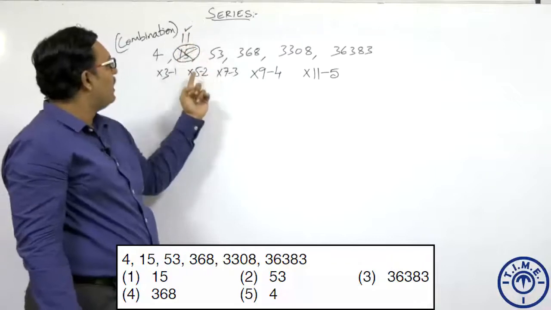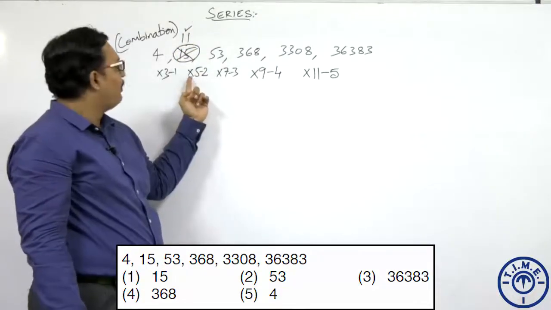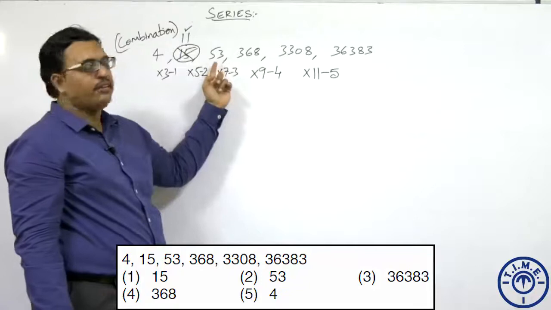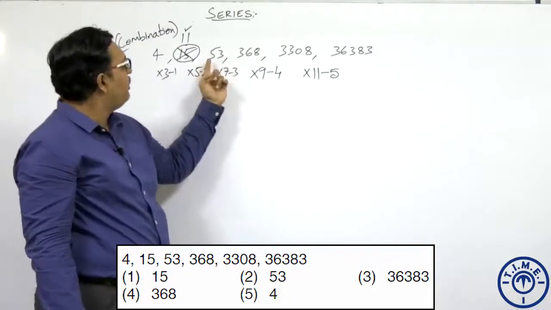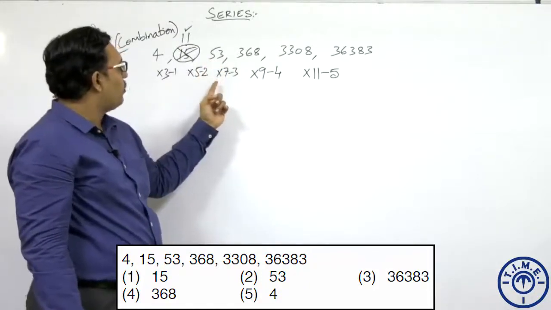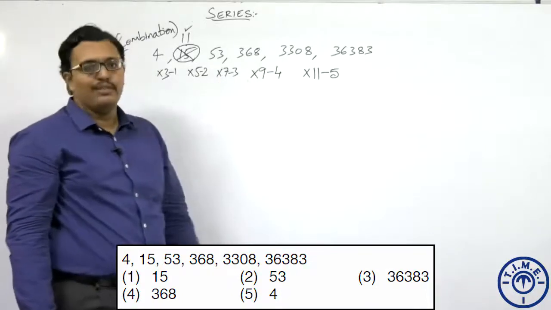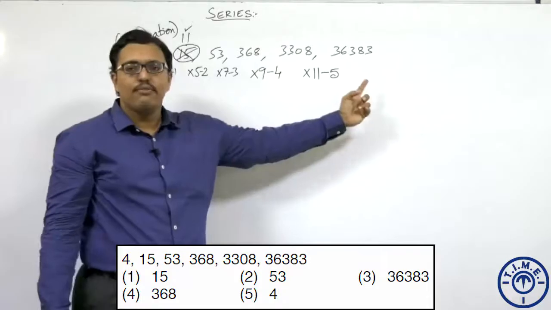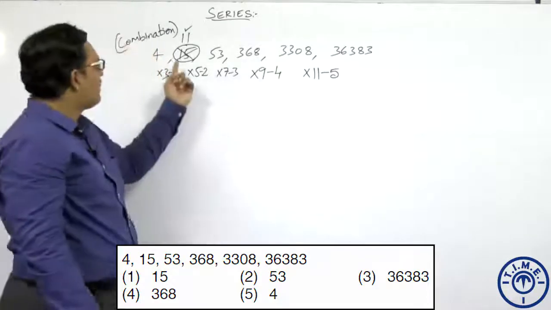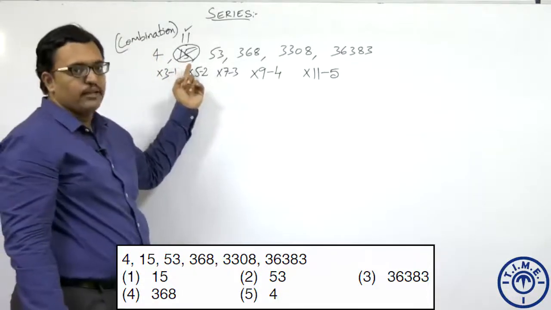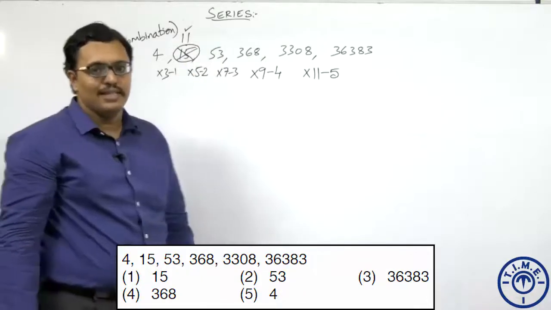Now similarly, 11 into 5 is 55. 55 minus 2, you get 53. Now similarly, 53 into 7, you are going to get 371. 371 minus 3, you are going to get 368. So likewise, every other number is the right number except for number 15. So 15 is the wrong number in this series.